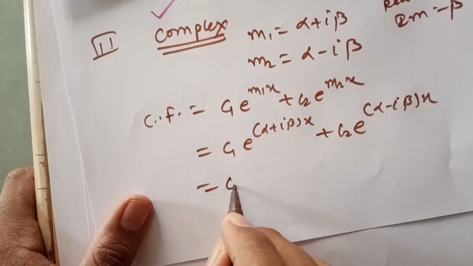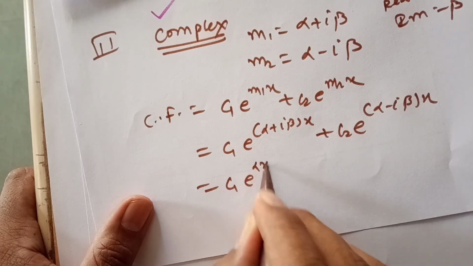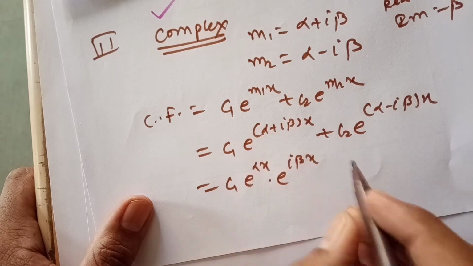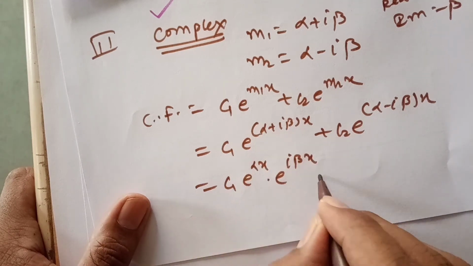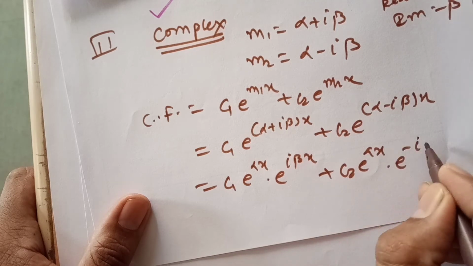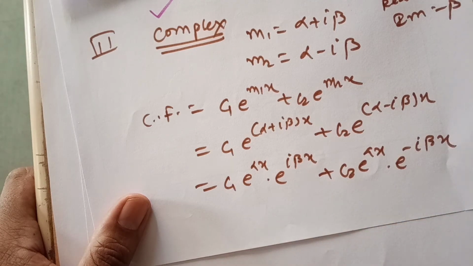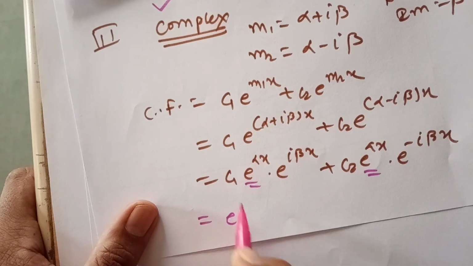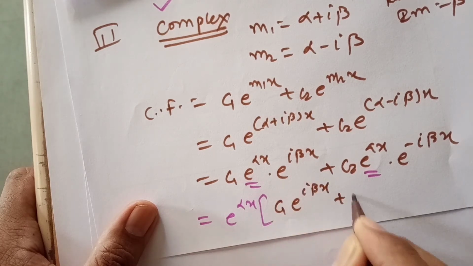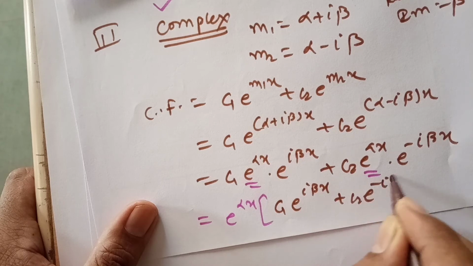This is nothing but C1 into e raised to alpha x into e raised to i beta x, I am multiplying by x and then separating this, plus C2 into e raised to alpha x into e raised to minus i beta x. Now here this e raised to alpha x is common. I will take it outside: e raised to alpha x into bracket. The remaining term is C1 into e raised to i beta x plus C2 into e raised to minus i beta x.